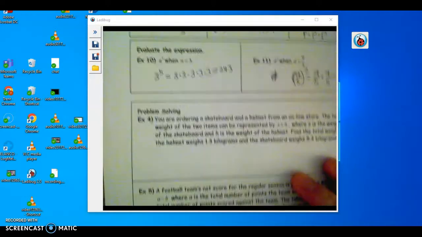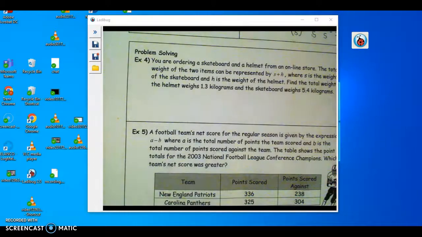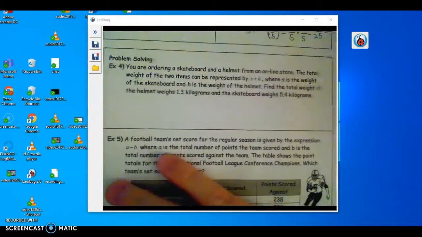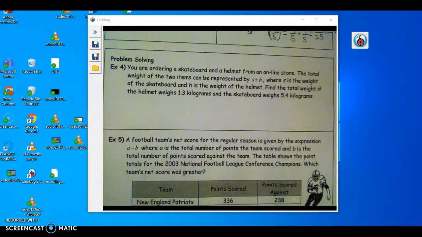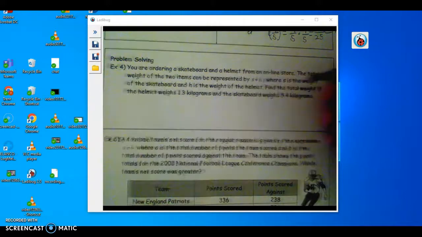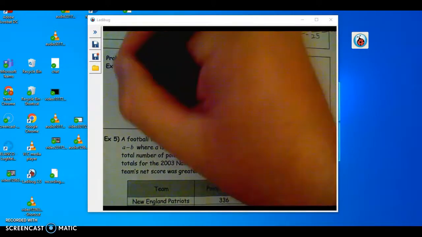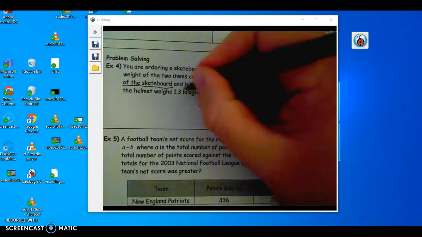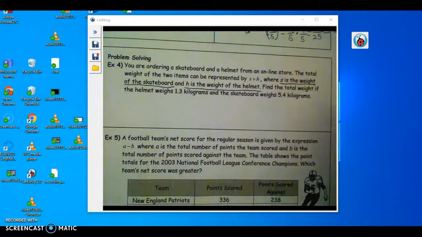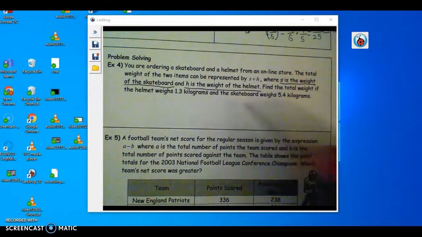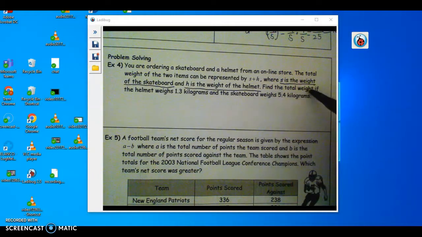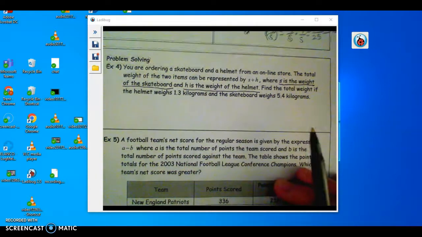Right. Now we just got some problem-solving questions here at the bottom. Okay, don't let the words scare you. They're very simple. Just read through the questions with me. You are ordering a skateboard and helmet from an online store. The total weight of the two items can be represented by S plus H, where S, you can underline this, is the weight of the skateboard, and H is the weight of the helmet. Right? So S is skateboard, H is helmet. Find the total weight. The helmet weighs 1.3 kilograms and the skateboard weighs 5.4 kilograms.